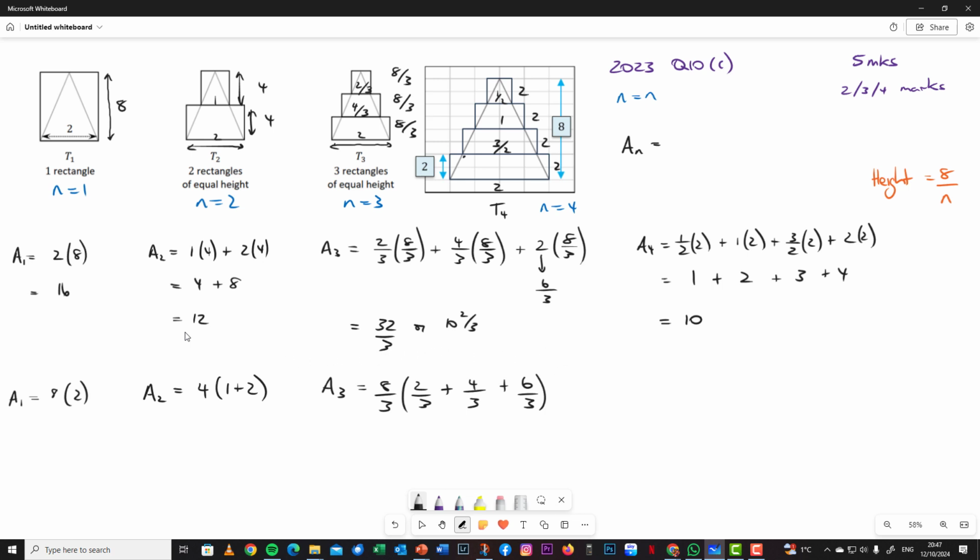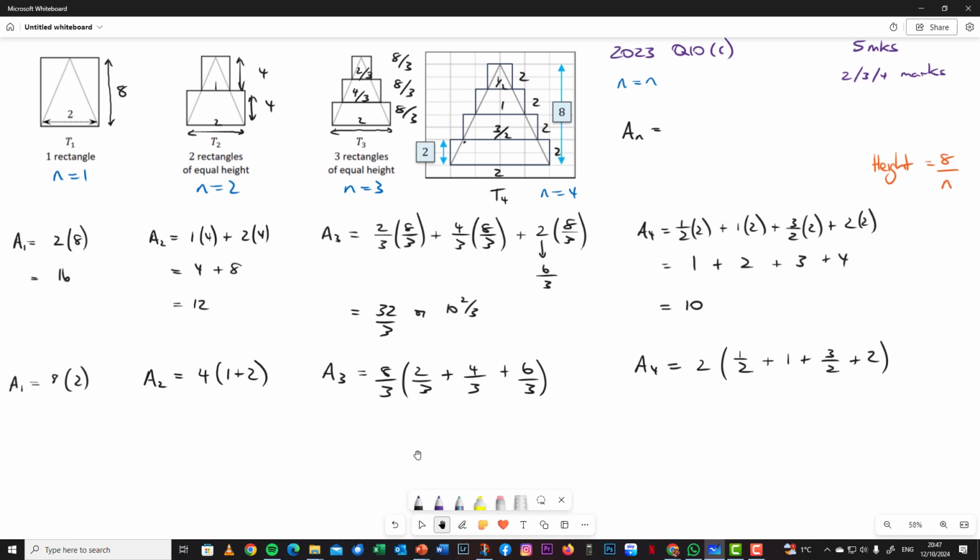Okay, and then let's look at the fourth one, and we'll take out the height. The height is 2, and that's going to be on a half plus 1 plus 3 over 2 plus 2. Okay, is anything coming out more clearly? Well, maybe still not really, and we want to break it down a little bit further. Well, let's look at it like this.